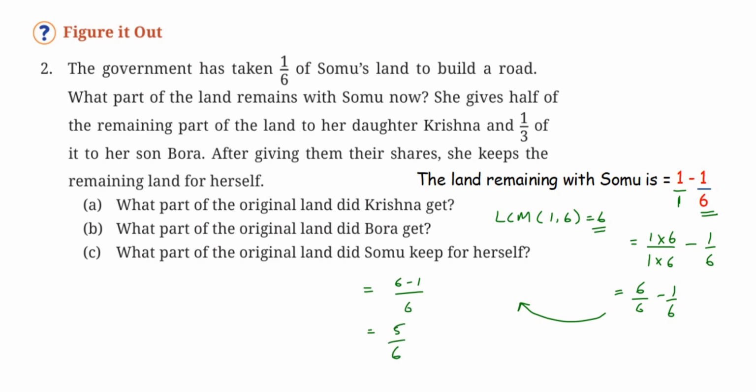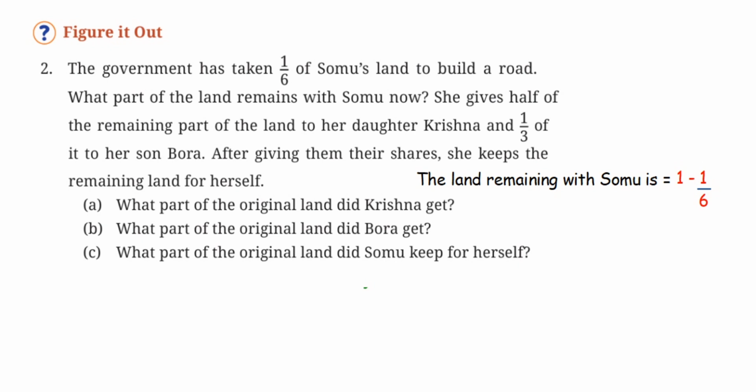So 5/6 of the land is left with her. So I'll erase this and write it here. Again, there is very little space. I hope it's clear how we got it. So this equals 5/6. So 5/6 part is left with her. Now let's look at the question. What part of the land remains with Somu now? 5/6 part is left with her. Now let's look at the three questions given. What part of the original land did Krishna get?